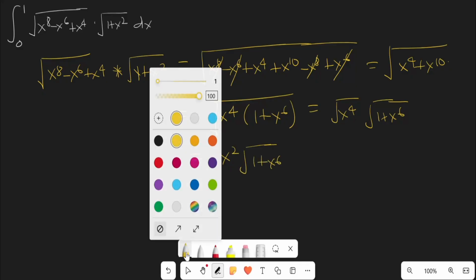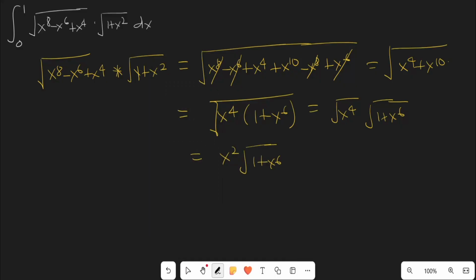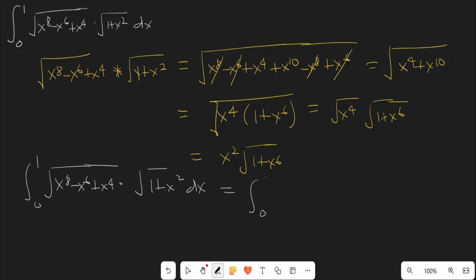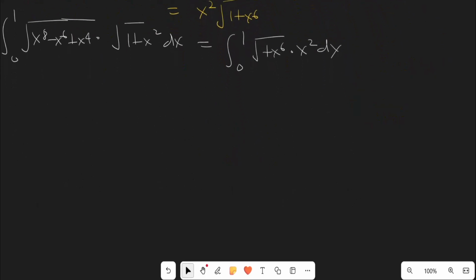So our integral, the integral from 0 to 1 of the square root of x to the 8 minus x to the 6 plus x to the 4th times the square root of 1 plus x squared dx, can be simplified into the integral from 0 to 1 of the square root of 1 plus x to the 6 times x squared dx, like this. All right, cool. The x to the 6, I can write as x to the third power all raised to the power 2, times x squared dx.